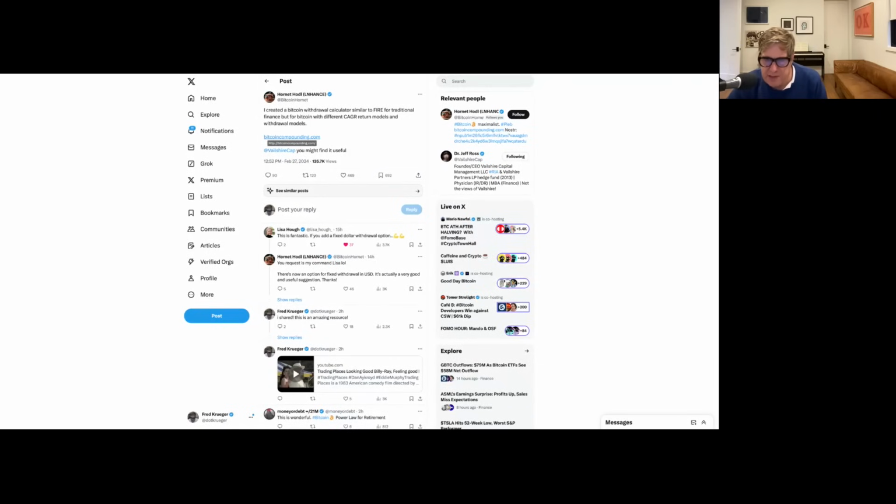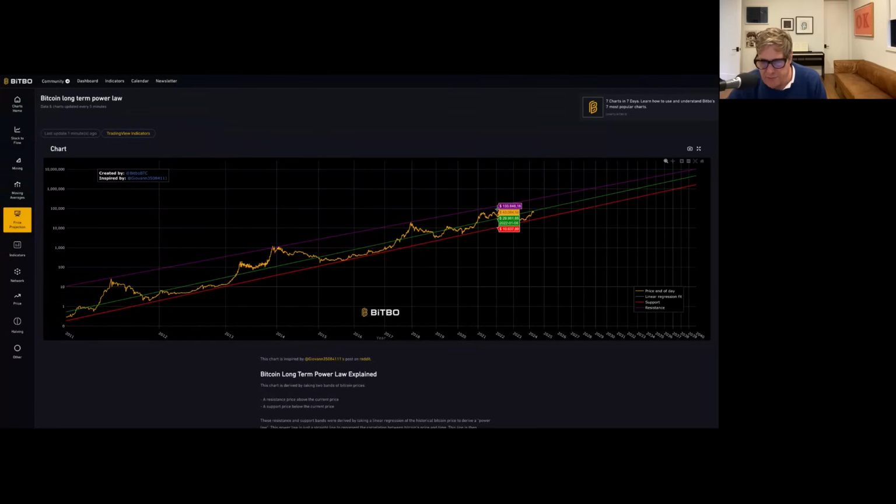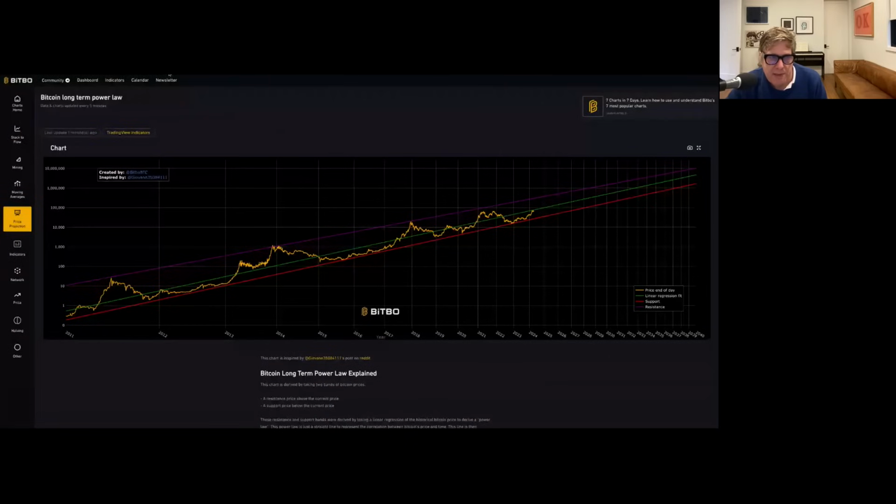He's got a link to this power law tool on Bitbo, which is very cool. You can see that right now we're exactly on the trend line for the power law. This alone is a great resource. We're right in the middle here, and the upper resistance by the end of the year would be almost 400,000, and on the downside, we'd be at around 36,000 by the end of the year. So anything's possible. I'm bullish, but it is possible.